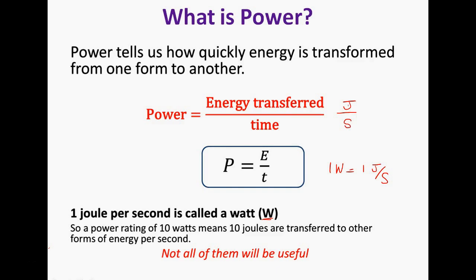So this is a very easy way of working out the total power if you know the total energy that's being transferred and you know the time taken. Remember though that not all the energy transfers will be useful. Some of the energy may be lost. So what does this mean in real terms? If we have a power rating of 10 watts, it means that 10 joules are transferred to other forms of energy each and every second.